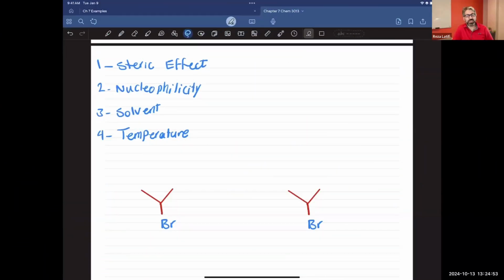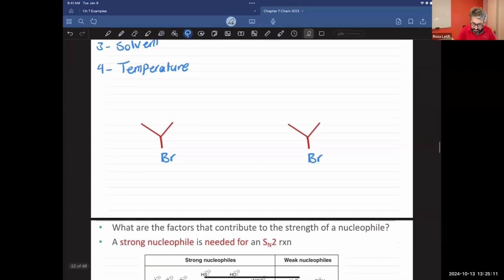Welcome back. In the last lecture, we went through SN2 reactions, and we said we have 4 factors that we need to include in our calculation. And the first one was the steric effect. We said as we increase the steric effect on the alpha carbon, the SN2 reaction gets slower. And what was the alpha carbon? This is the alpha carbon, the carbon that is holding the halide.